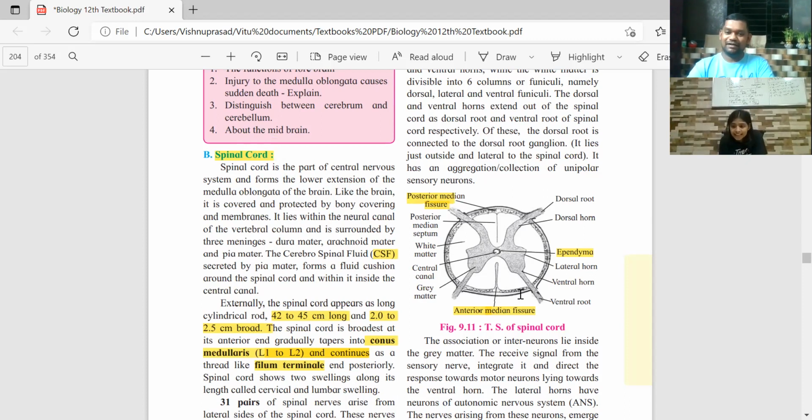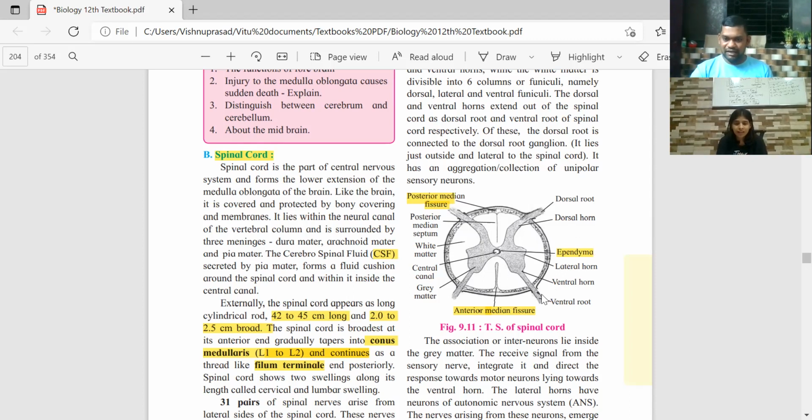So this spinal cord is a conical one. When you take a TS and look inside, in the centermost portion of the spinal cord there is a canal called the central canal. This has a fluid called the CSF, and the central canal is covered with a lining of cells called the ependyma.